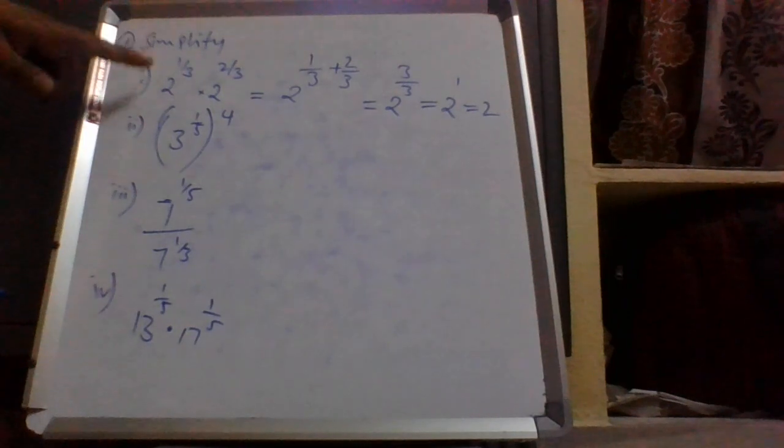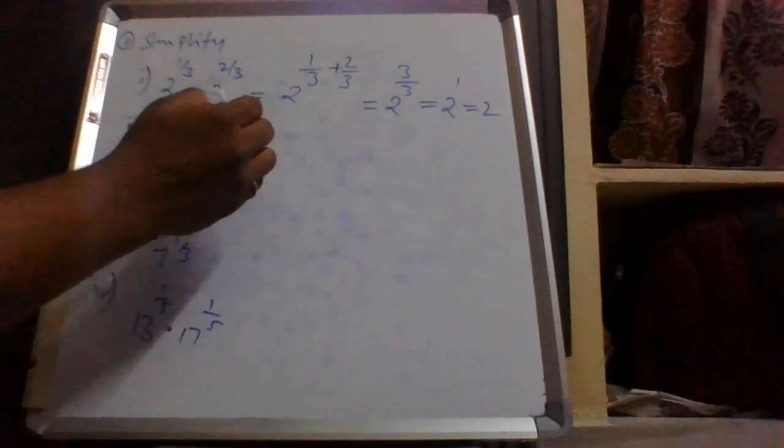Based on the formulas we discussed, you can do all of this very easily. In the first one, a power m into a power n, the bases are same and they are in multiplication. I am not writing the formula, I'll tell you orally and solve accordingly. A power m into a power n is a power m plus n. So 2 power 2 by 3 plus 1 by 3 gives 3 by 3, which gives 2 power 1. 2 power 1 is 2.